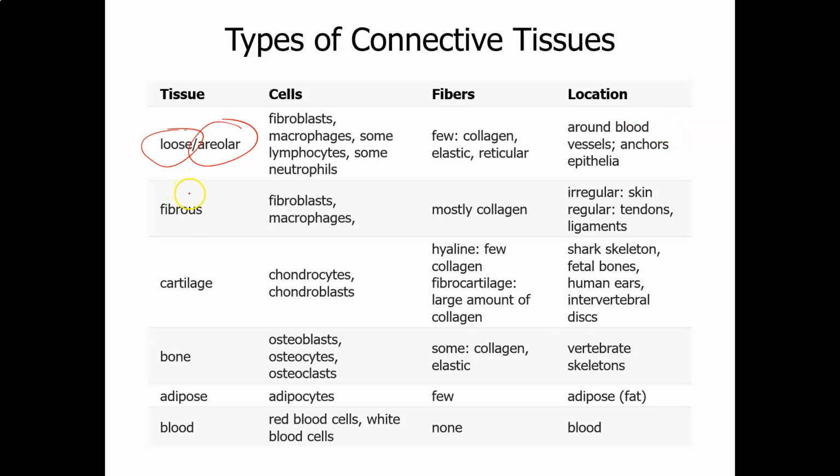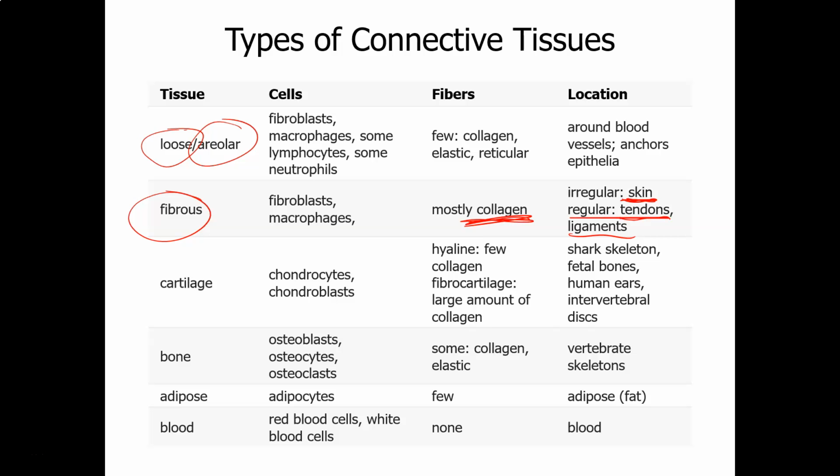And then there's fibrous connective tissue that is mostly collagen, and its matrix is not solid, but it's thicker than the loose connective tissue. There is irregular fibrous connective tissue in the skin in the lower level of the dermis. The areolar is in the upper level of the dermis. And then tendons and ligaments are called regular fibrous connective tissue.